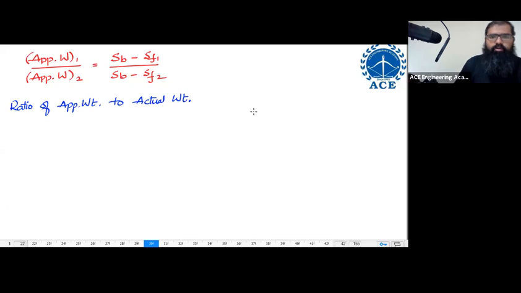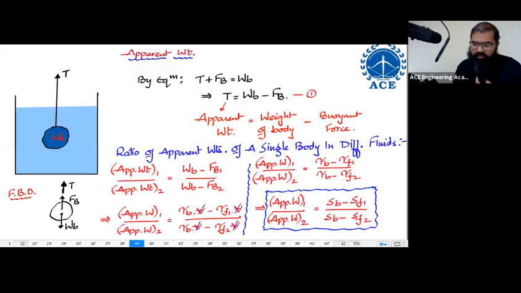Ratio of apparent weight to actual weight. Now, what is the ratio of apparent weight to actual weight? Let us say apparent weight upon actual weight will be equal to how much? Let us get back to the previous slide to understand this thing.